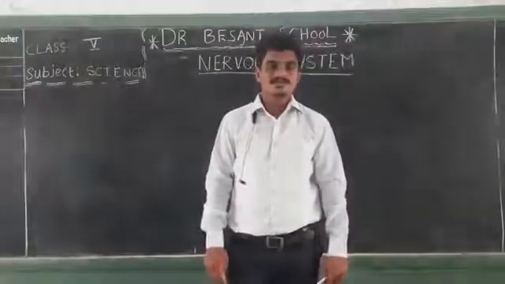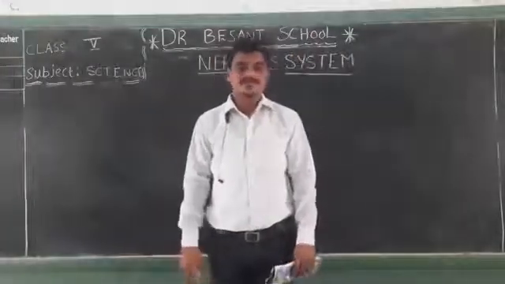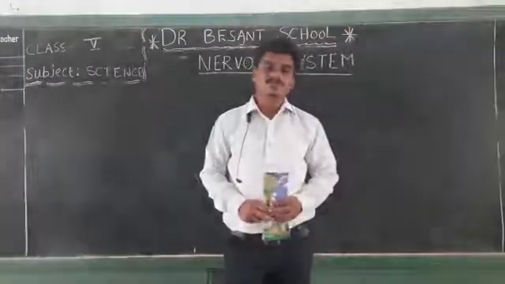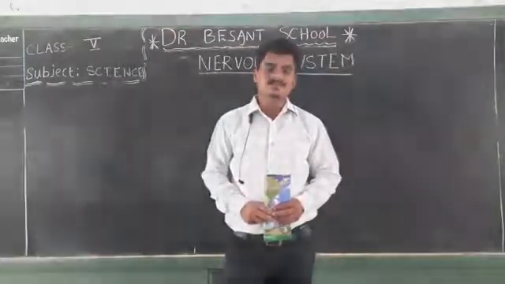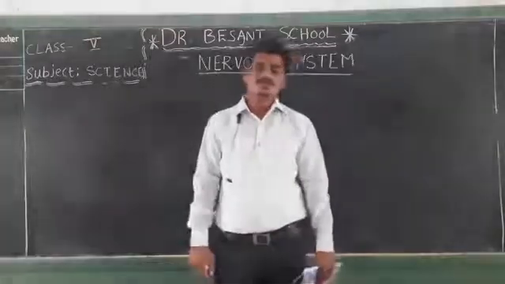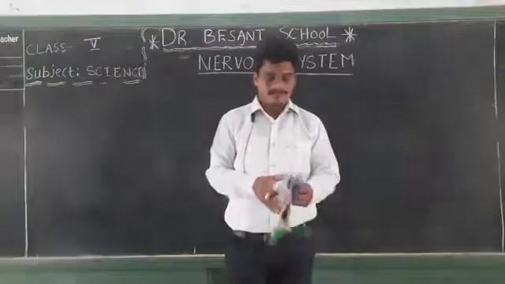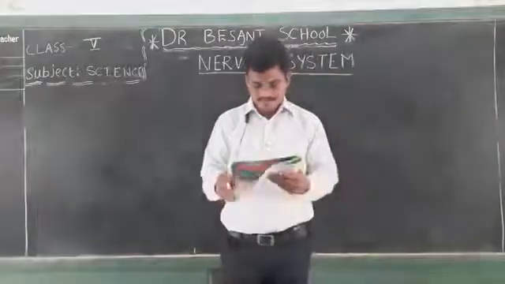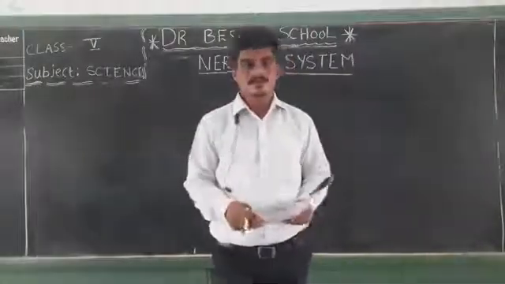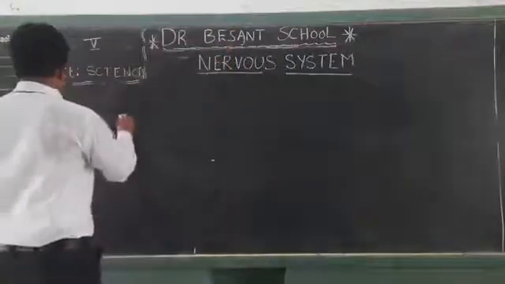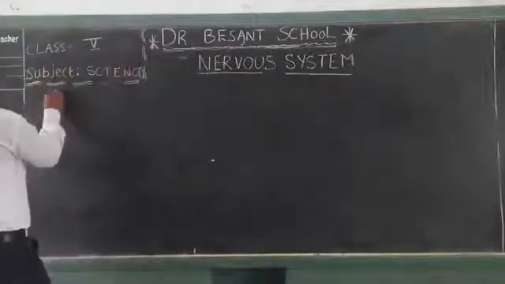Children, we completed the nervous system teaching part, hard words, everything is completed. Today, I'm going to start the workbook part. Children, open workbook page number 9. In that, multiple choice questions.